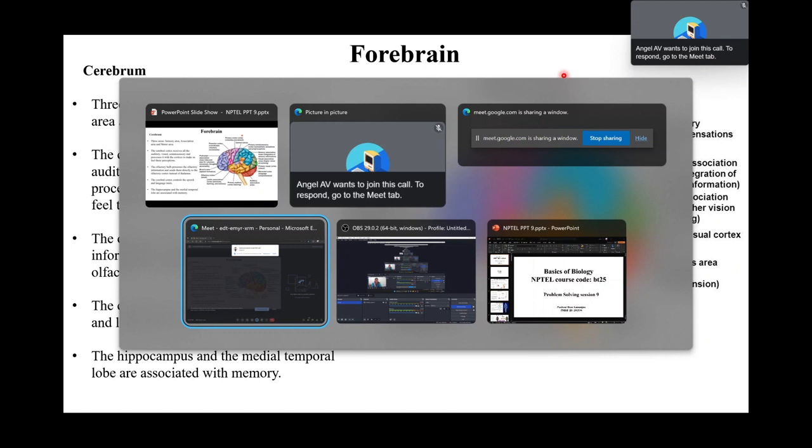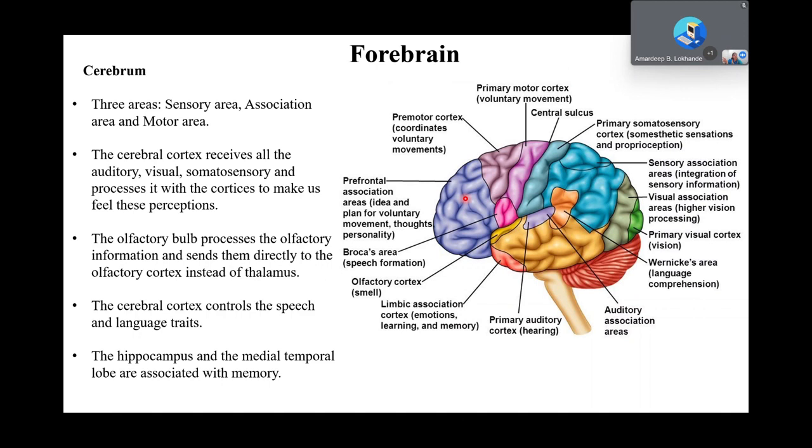Then you have the prefrontal association areas. As I have mentioned, they also have association areas. The prefrontal areas are responsible for the ideas and planning for voluntary movement. What does that mean? If you have something to do, for example, lift something or touch something, you first make a plan for it. You first design a thought for it. The information is relayed to this area.